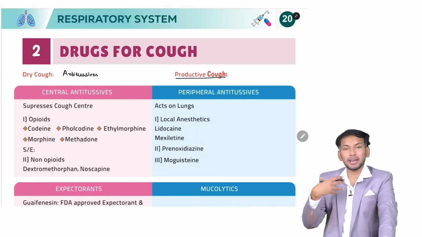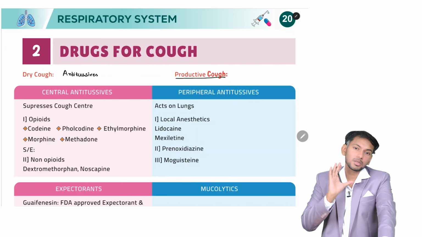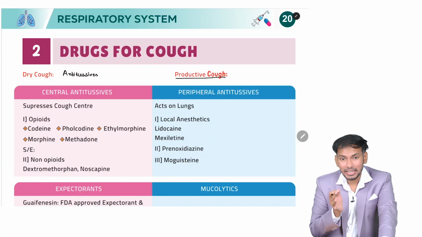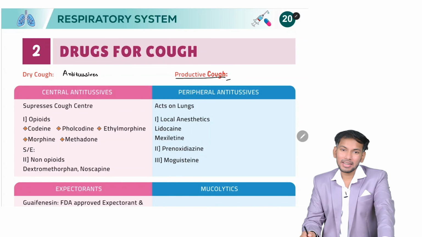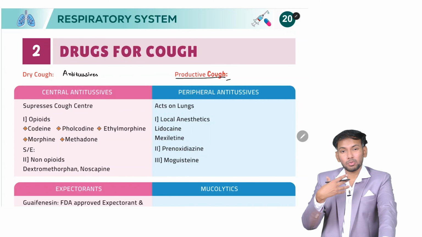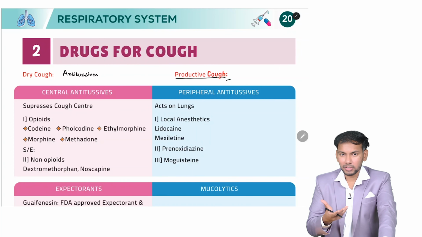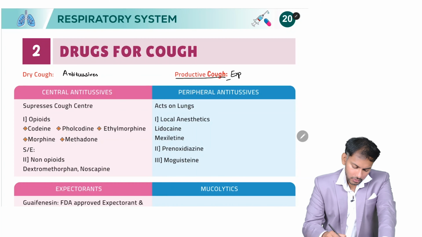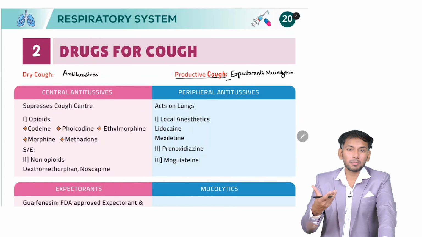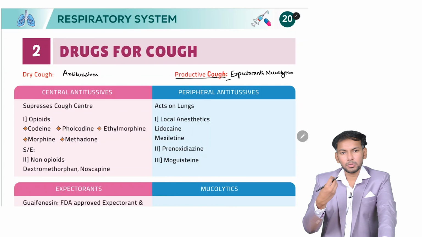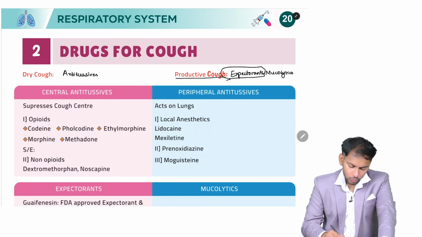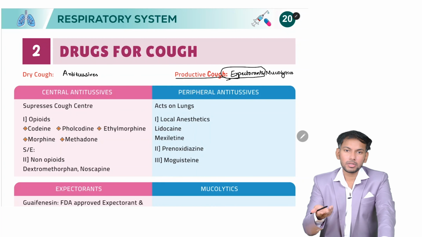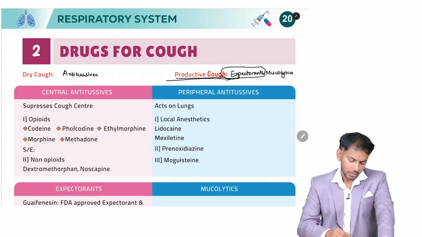Now coming to the productive cough. Productive cough means there is some kind of sputum inside and you're coughing so that the sputum comes out and the infection is relieved. Now let us suppose you are using antitussives here, then you will stop coughing, the sputum will stay inside, it will build up and it will cause infections. So antitussives are never used here. So what will you use? You will use expectorants and mucolytics. Mucolytics will break down the sputum, making it easier for the sputum to come out. Expectorants throw the mucus outside. This is what you are going to study in productive cough.